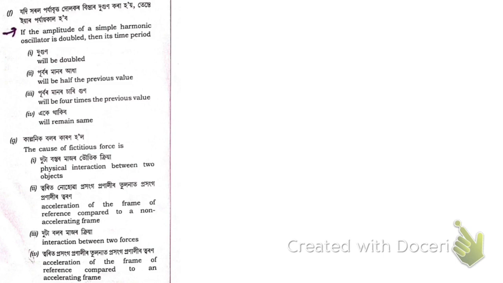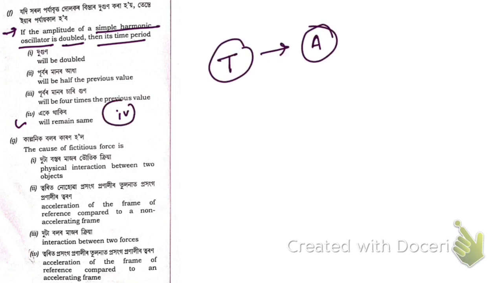The amplitude of a simple harmonic oscillator is doubled, then the time period will remain the same. Okay, so this is the fourth option, because now you see this time period doesn't depend on the amplitude. Okay, so hope you have understood this.